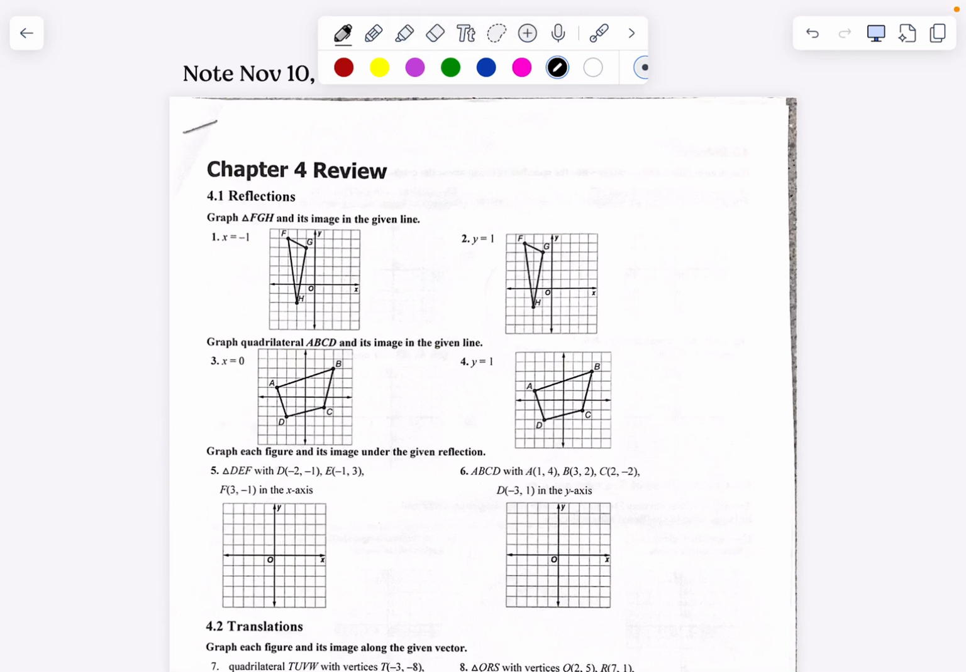Okay, Kenna and Brady. It's going to be kind of confusing. You're going to be a little confused. We just got done with the Chapter 3 test on Thursday, but we are going straight to the Chapter 4 review because we're skipping Chapter 4.